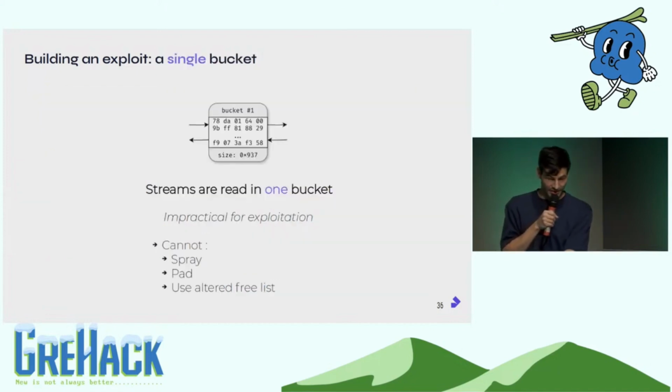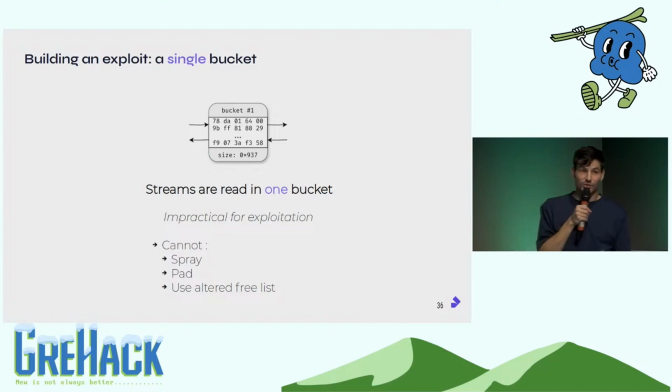So how do we do this? Well, we have a lot of problems ahead of us. The first one is that I was telling you about lots of buckets, but when PHP reads a file or an HTTP resource or anything, it will only create one bucket with everything inside it. So if I read /etc/passwd, it will create a single bucket with everything inside. If I read an HTTP resource, I get a single bucket with the whole HTTP response in it. And that makes exploitation pretty hard, because we cannot spray, we cannot pad the heap, we can't even use the altered free list that we create using the overflow. So it's doable, but it's really annoying.